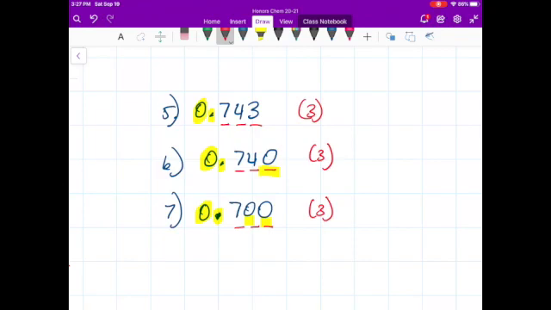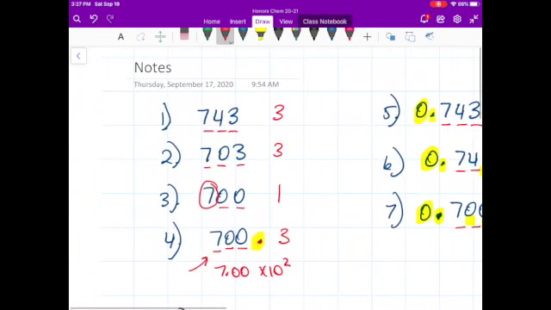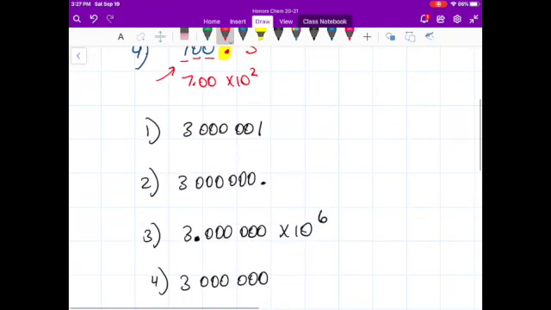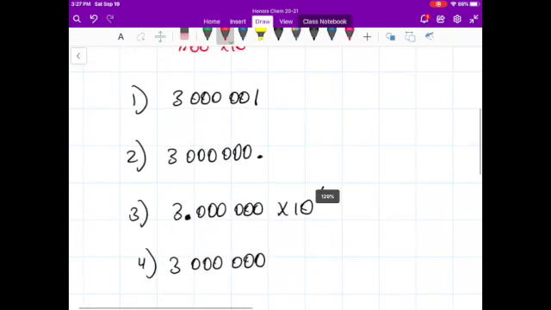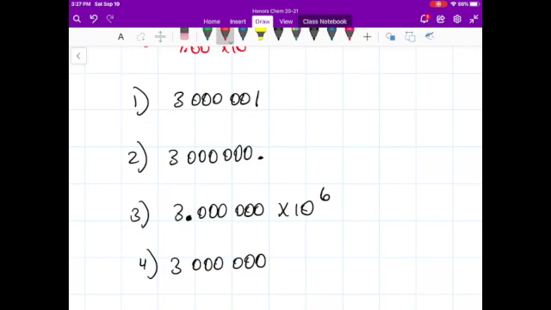Okay, if you got all 7 of those correct, let's move on to some more practice problems. If you did not get them correct, go back and listen to the rules again. All right, now I want you to stop your video and write down how many significant digits there are in each of the following numbers.